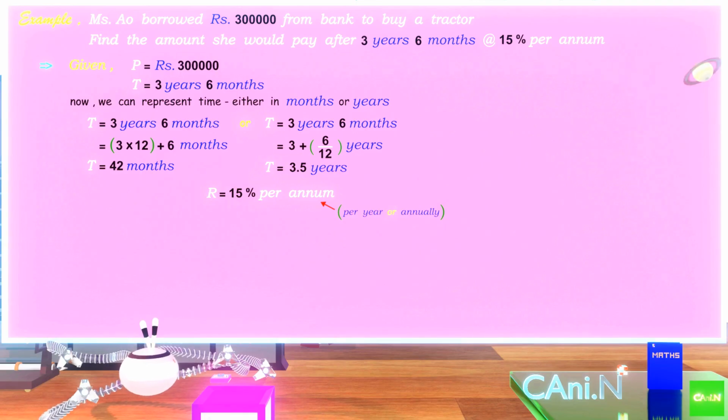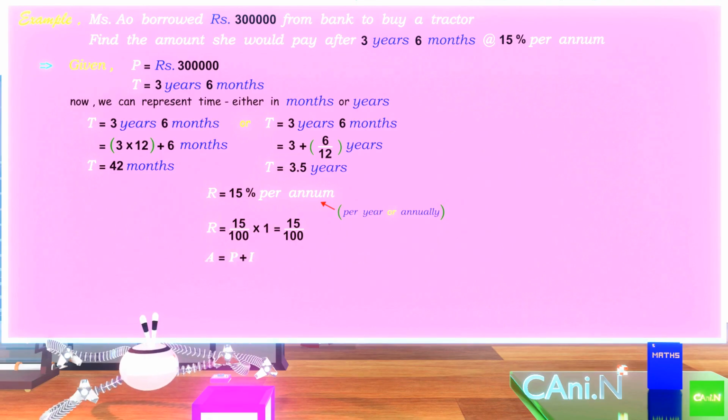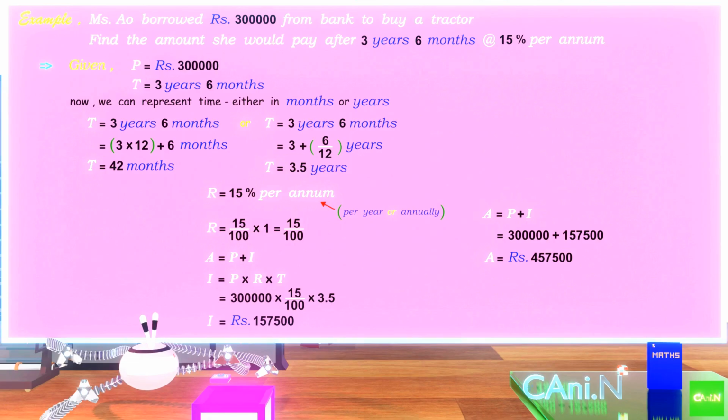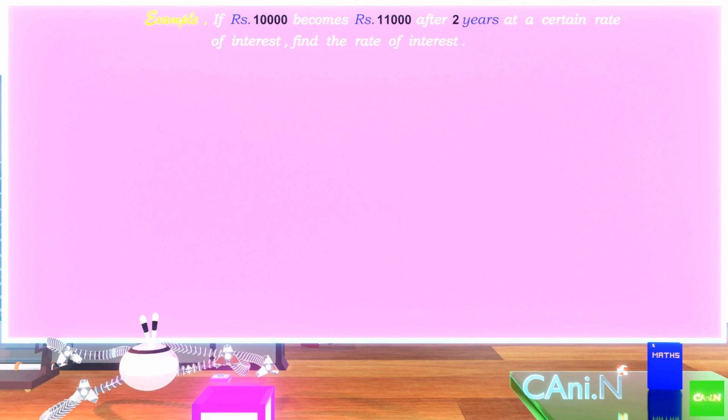Here annum means per year or annually. Since rate is given as per annum, it is also appropriate to denote time in years too. So we will use time equals 3.5 years. Rate equals 15 by 100 into 1 equals 15 by 100. Amount equals principal plus interest. Now, interest equals principal into rate into time. Interest equals rupees 157,500. Therefore, amount equals rupees 457,500.